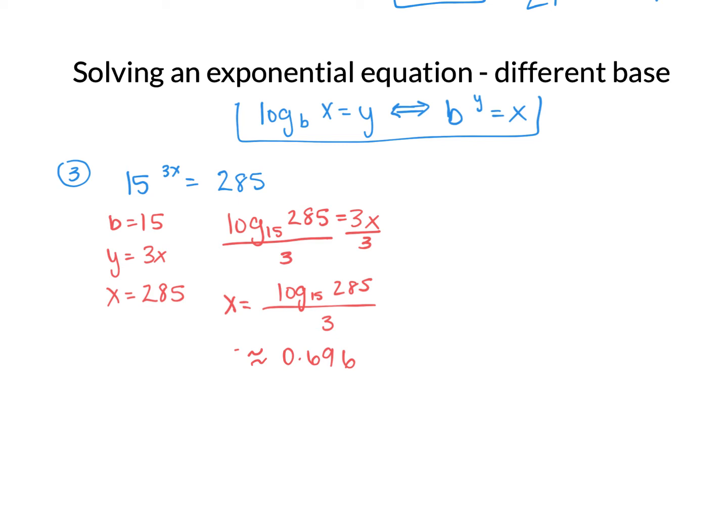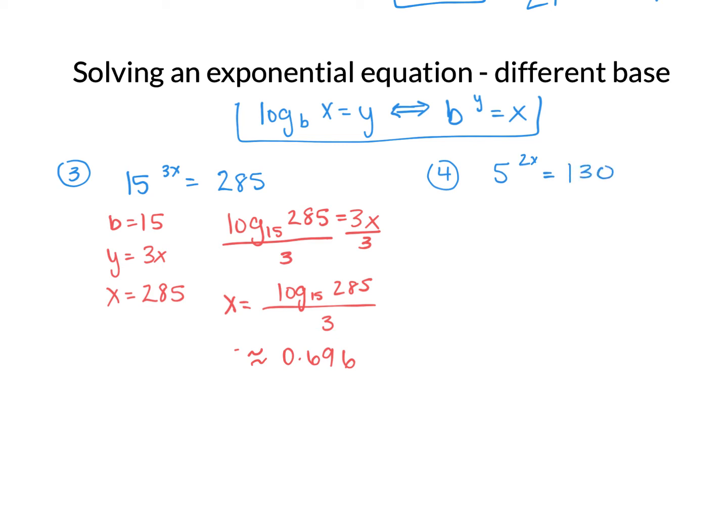For number 4, we've got 5 to the power of 2x equals 130. Go ahead and try this one on your own.